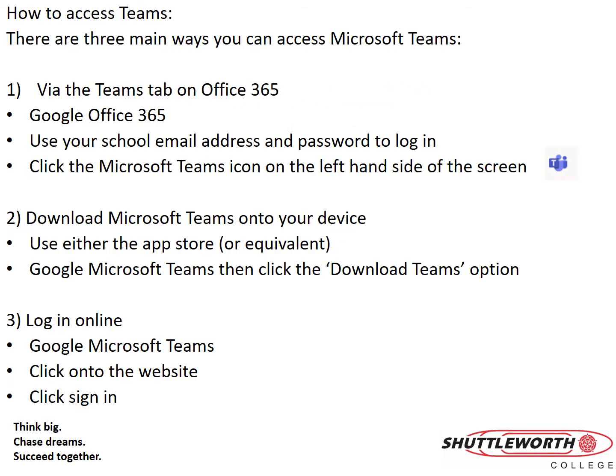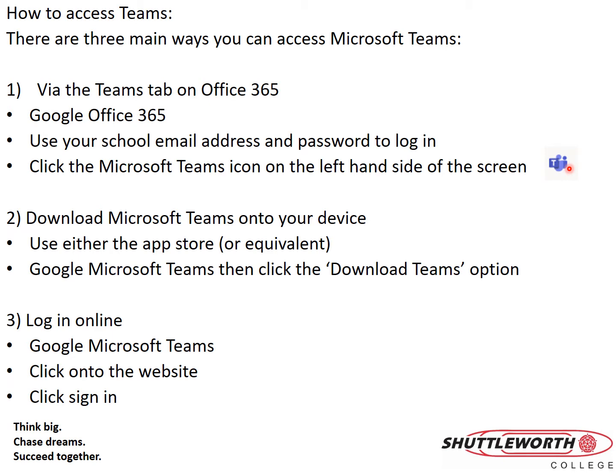So to begin with, the important part: how to access Teams itself. There are three main ways you can access Microsoft Teams. All students have been shown how to access Microsoft Teams via the Office 365 system. It's really simple. Google Office 365, click on it, use your school email address and password to log in, and then simply click the Microsoft Teams icon on the left-hand side of the screen. This will take you directly to Teams and will allow you to access the virtual learning resources and then the virtual lesson itself.